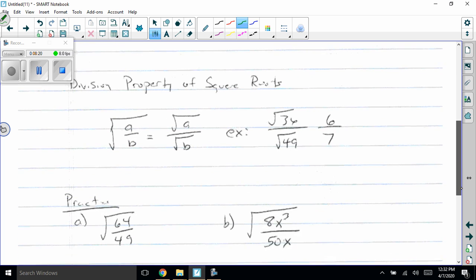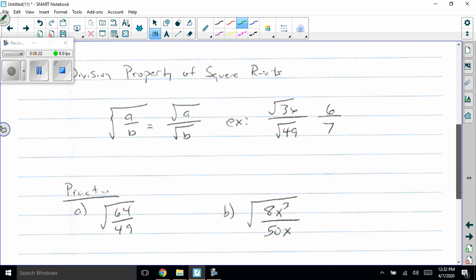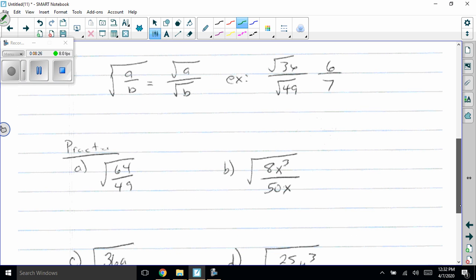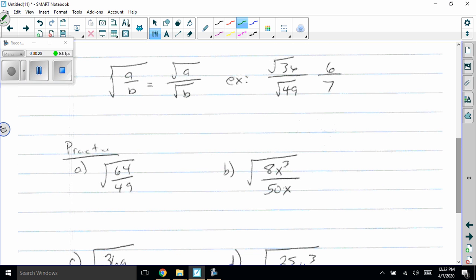Let's take a step down here to the division property of square roots. All that means is when you've got something like, you've got an example up here, square root of a over b, when you've got a fraction inside of your radical, you can split it and make it into 2 different radical problems. And then you can kind of work it out that way.